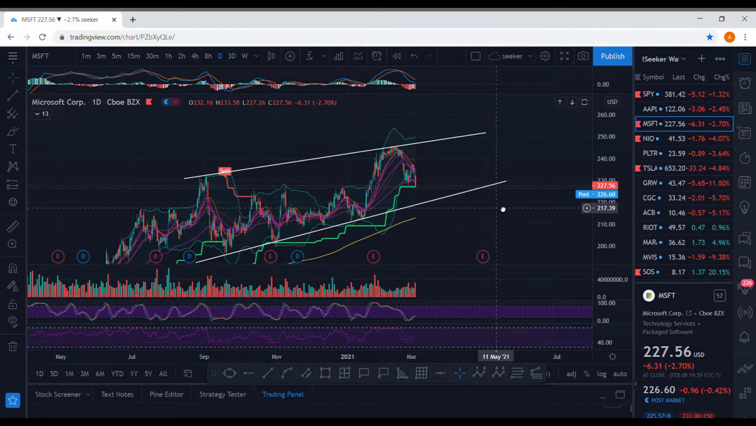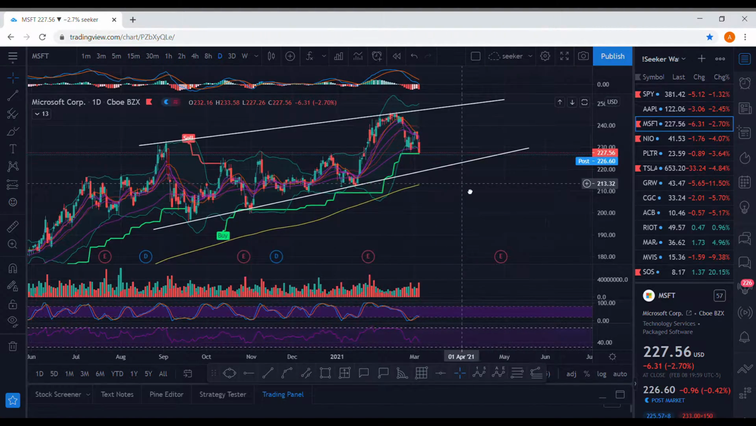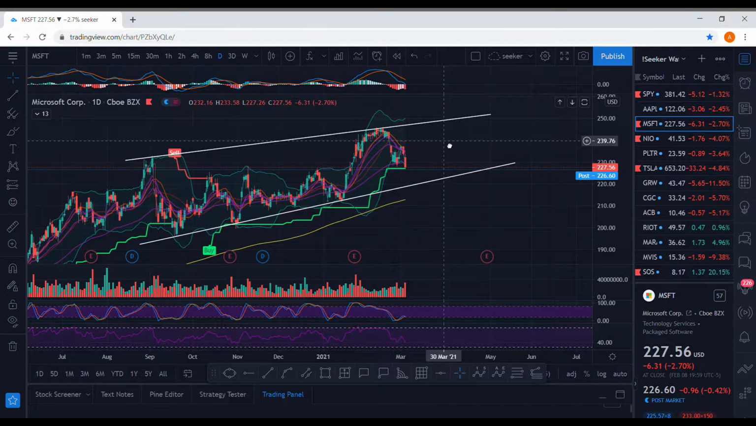Alright guys, those are trend lines. They're really helpful for long-term trading and investing.